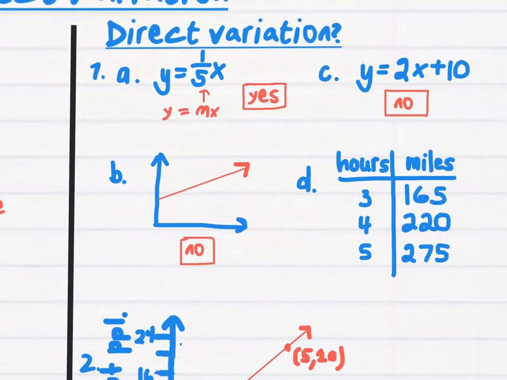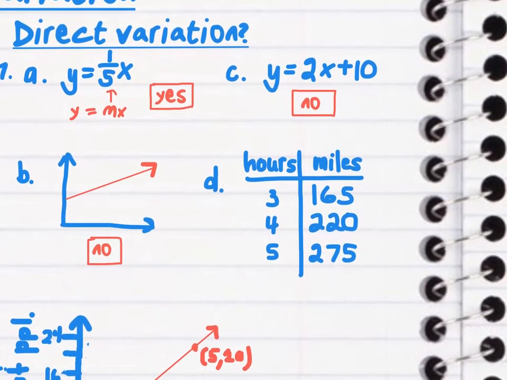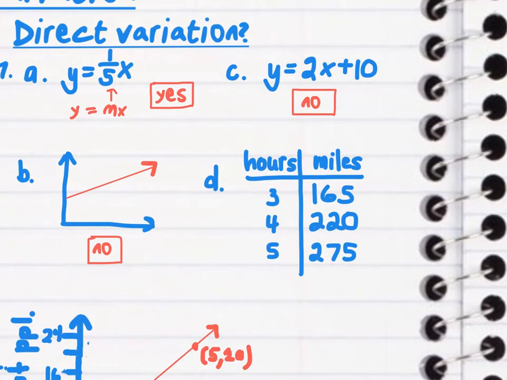And now for part D, to figure out whether a table shows a direct variation, what you want to do is see if there's a constant rate of change. In a table, the first column usually represents the x, and the second column is your y values. So what you want to do is see if y divided by x is going to be the same ratio. So here for the first ordered pair, we have 165 miles in 3 hours.